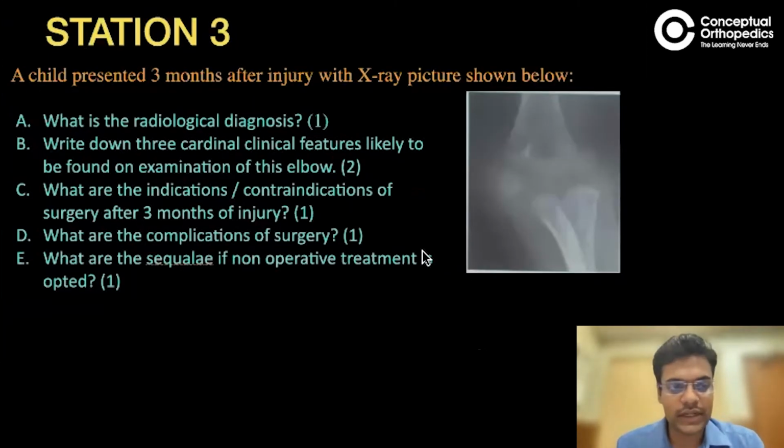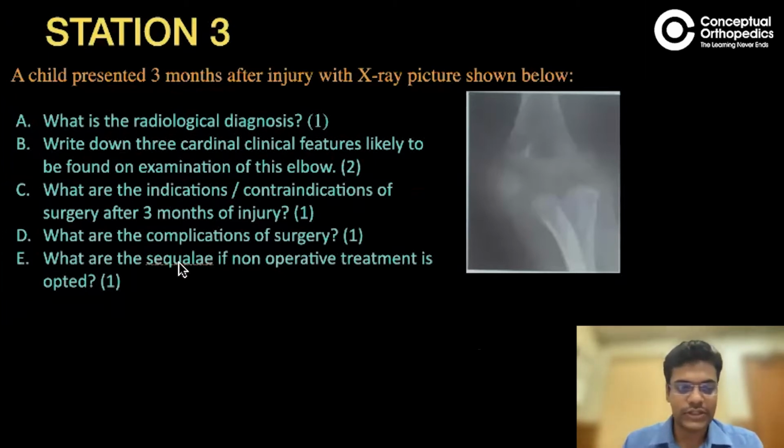Station number 3. A child presented 3 months after the injury with an X-ray picture shown below. The questions are: what is the radiological diagnosis? Write down the three cardinal features likely to be found in the examination of this elbow. What are the indications or contraindications of surgery after 3 months of injury? What are the complications of surgery? And what are the sequelae if non-operative treatment is opted?